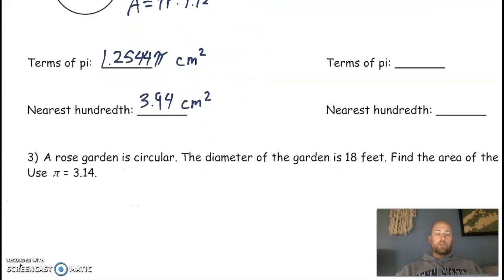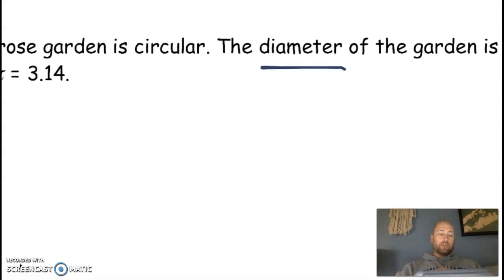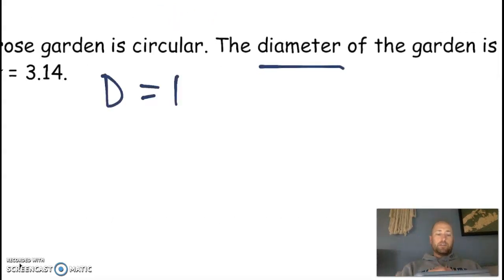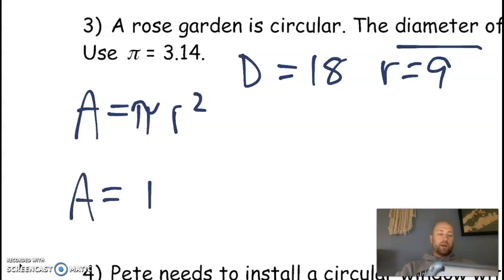Okay, here we are. Moving on to number three. Again, it gives us the diameter. We're trying to find the area of the garden. So if the diameter is 18, the radius is 9. Using that same formula, area is equal to pi times the radius squared. So my area is equal to pi times 9 squared.